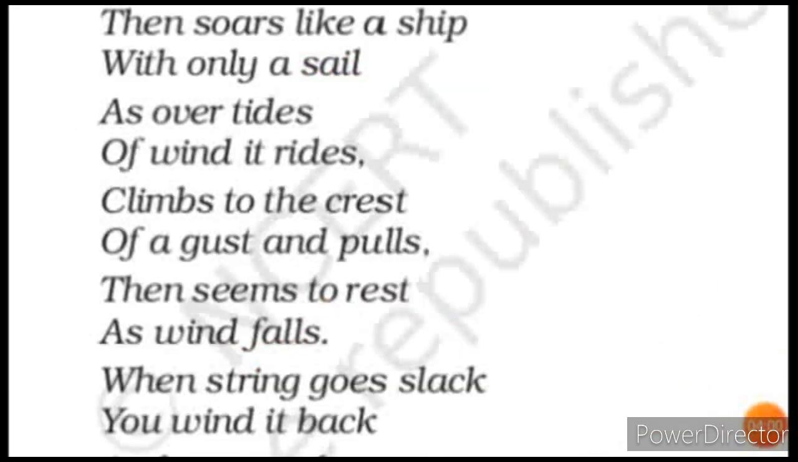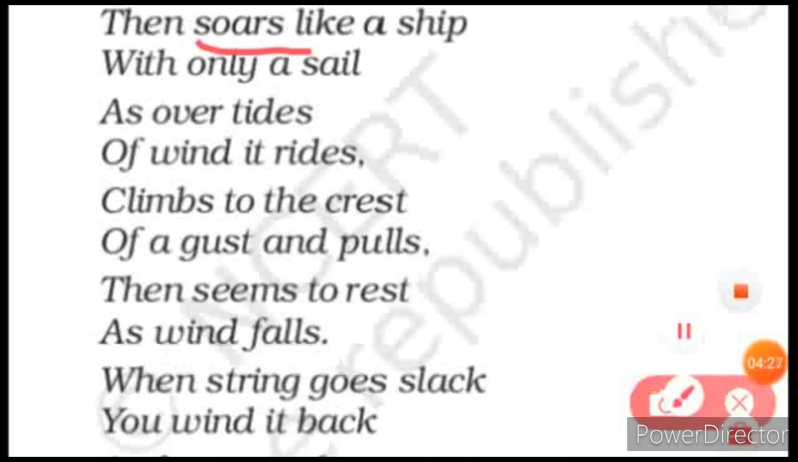Now let's go to the second stanza. Then soars like a ship with only a sail, as over tides of wind it rides, climbs to the crest of a gust and pulls, then seems to rest as wind falls. That is what he says in the second stanza. Then soars like a ship. What is the meaning of soars? Soars means to fly upwards. The kite tries to fly in an upward direction in the air. Then soars like the ship, to fly upwards with only a sail.